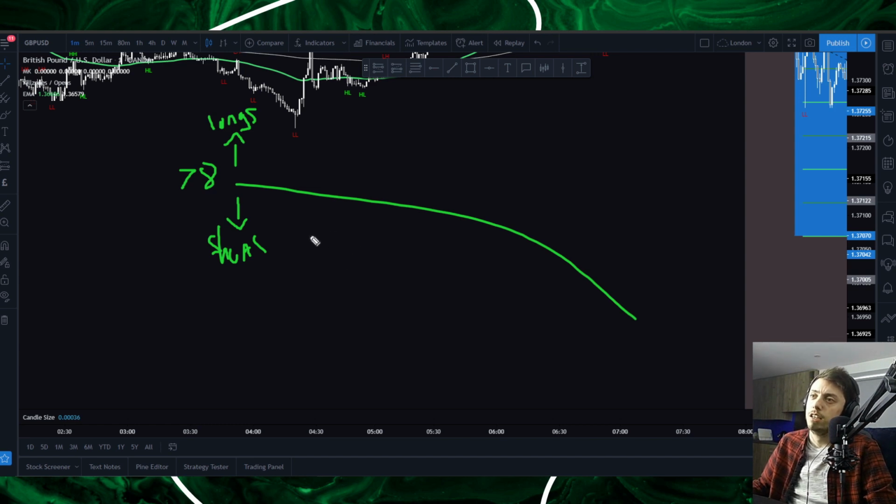Okay. So let's say we're below, we're looking for shorts. This is what we want to see. We want to see a move down, we want to see a move up, move down, and then a move up. Okay, that's what we want to see. I'll go into a little bit more detail with this in a second.